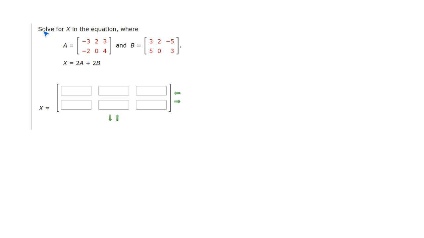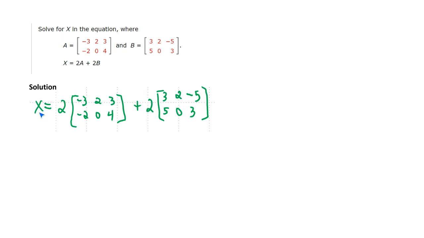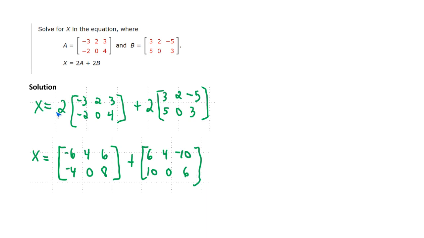So for the next one, it says solve for X in the equation where A is equal to this and B is equal to this. So X is equal to 2A plus 2B. So here, X is equal to 2 times A, so this is my A, and then plus 2 times my B. So I'm going to multiply the 2 inside first. 2 times -3 is -6, 2 times 2 is 4, 2 times 3 is 6, -4, 0, and 8, and then we get 6. 2 times 2 is 4, 2 times -5 is -10, 2 times 5 is 10, 0, and 6.